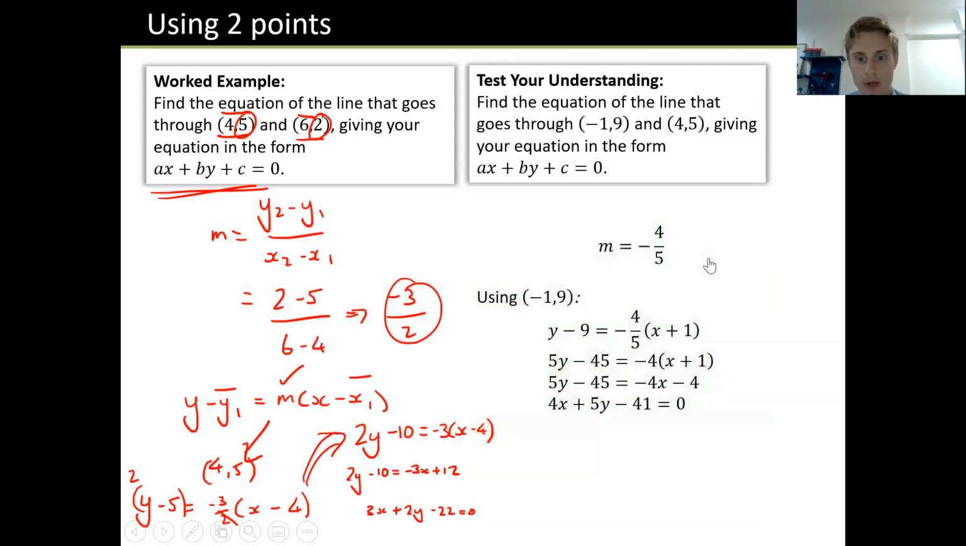Okay. So if you use minus 1, 9, you should end up with an equation like this. Or remember, it could also be like that. That's also valid.